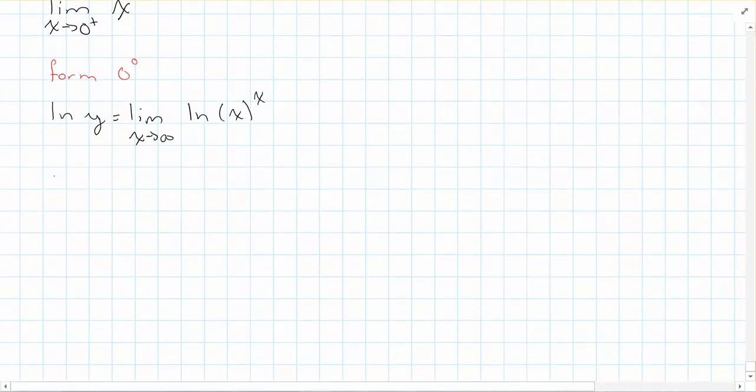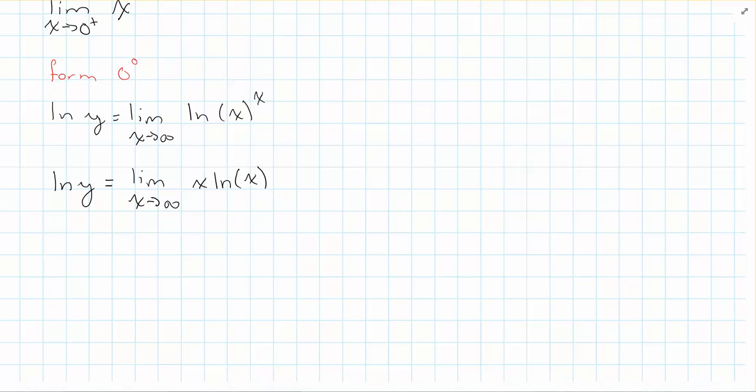And just like we've done on all of these examples, natural log of y is equal to the limit of x times the natural log of x. Now, this one does require us to manipulate this form here. This form is actually, wait a minute, infinity times infinity, if I think about it. Yeah, I guess this one is infinity times infinity.